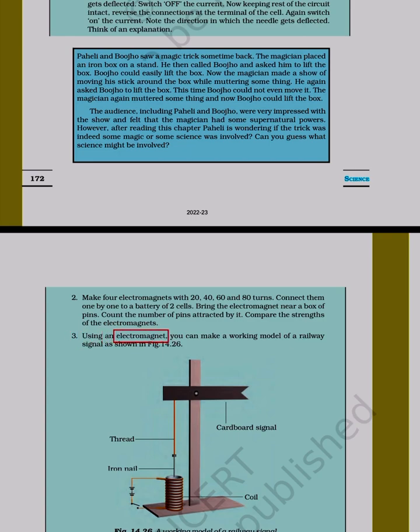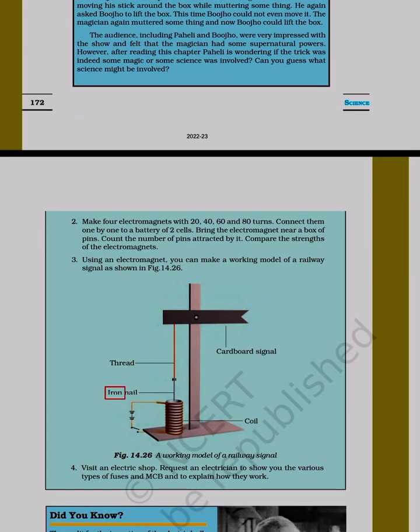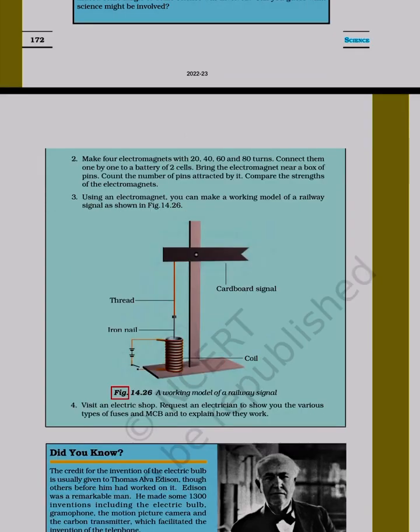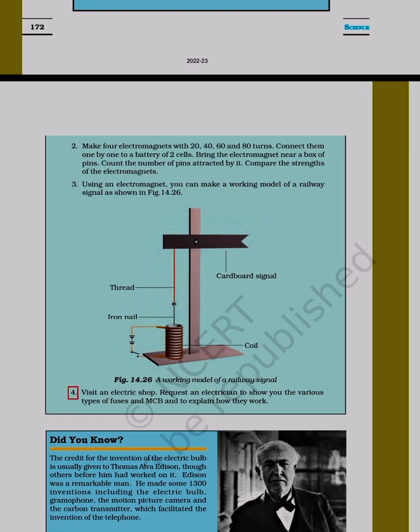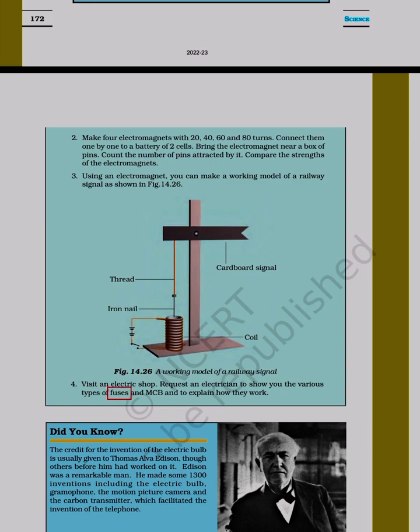3. Using an electromagnet, you can make a working model of a railway signal as shown in Figure 14.26. Thread. Iron nail. Cardboard signal. Coil. Figure 14.26. A working model of a railway signal. 4. Visit an electric shop. Request an electrician to show you the various types of fuses and MCB and to explain how they work.